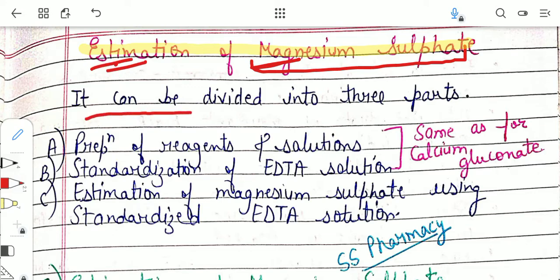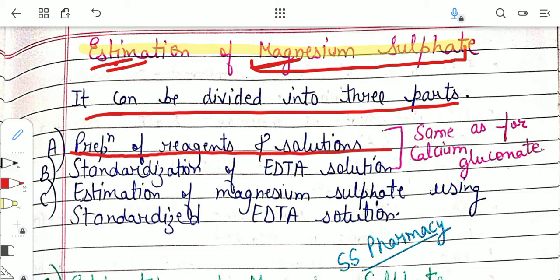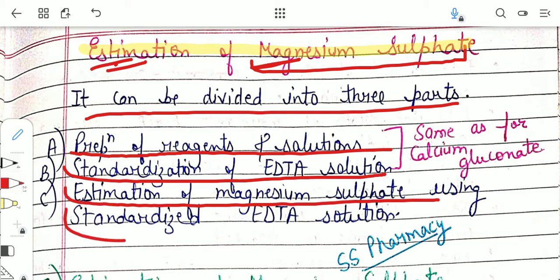So this can be divided into three parts. Firstly, we will carry out the preparation of reagents and solutions, and then we will do the standardization of EDTA solution, which is disodium acetate, and then we will carry out the estimation of magnesium sulfate by using standardized EDTA solution. Okay, so the step A and B.